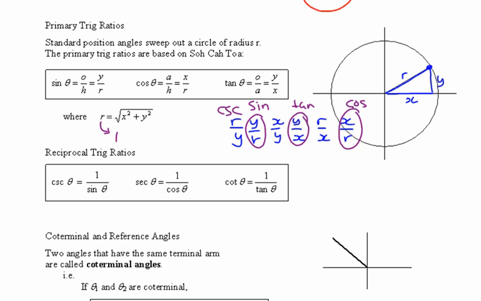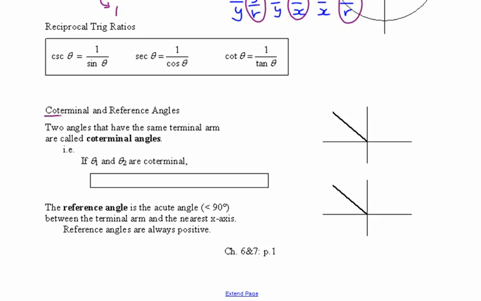So coterminal and reference angles. Have you talked about those? Yay. See? You guys know a lot more than you think you do. Okay, so let's talk about each. Two angles that have the same terminal arm are called coterminal. So, if this angle, say, is 120 degrees, give me an example of a coterminal angle.